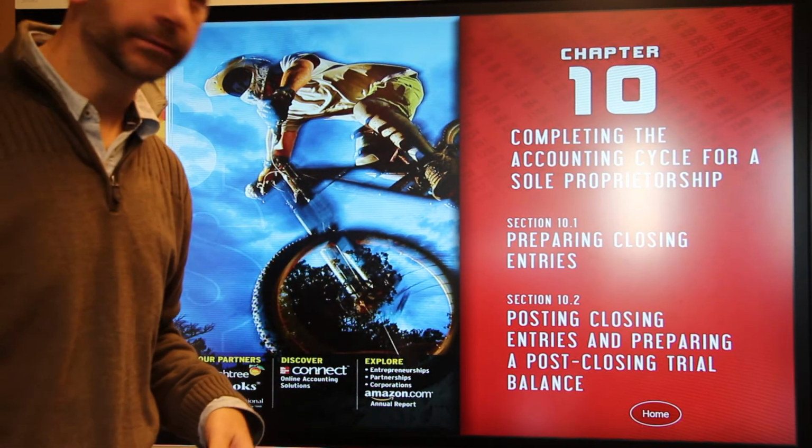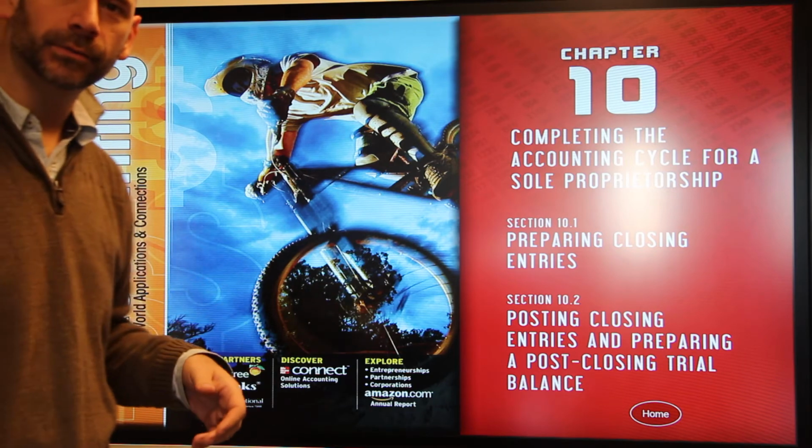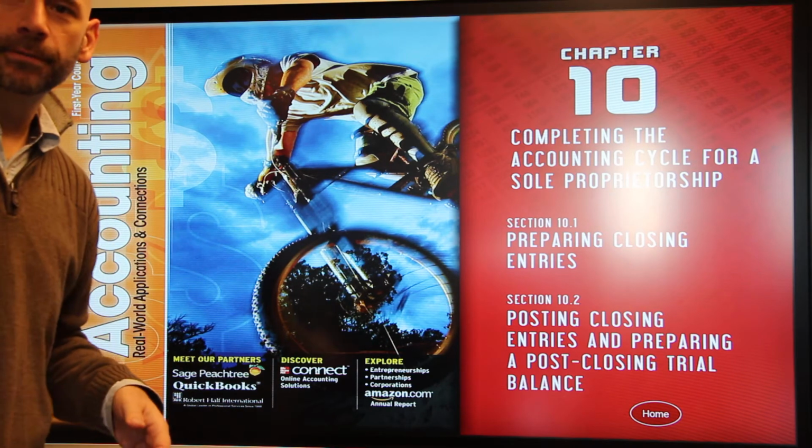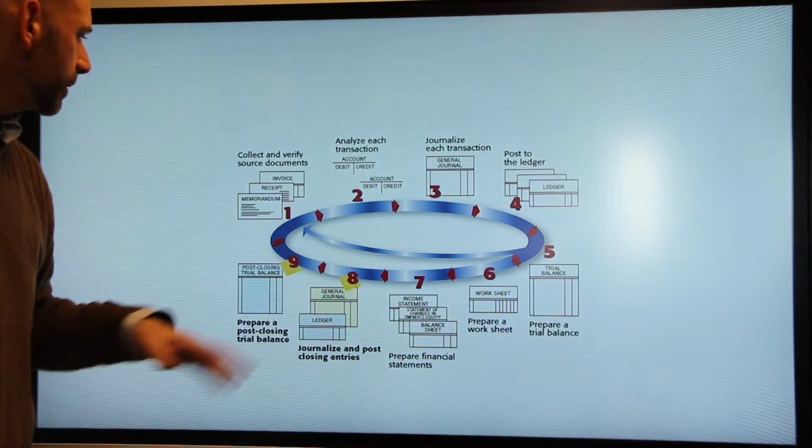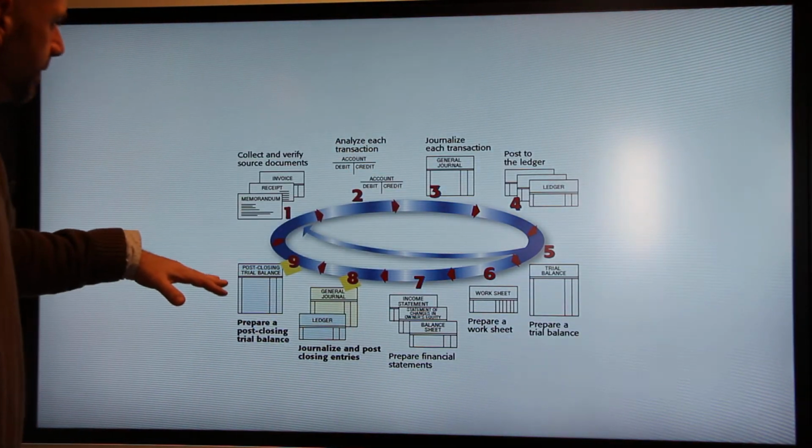Alright class, we are finally here, the end of the accounting cycle. So we're going to start chapter 10 now, and it's pretty much working on our closing entries and closing out our books for the month. If you take a look at the cycle here, we pretty much completed all these steps.